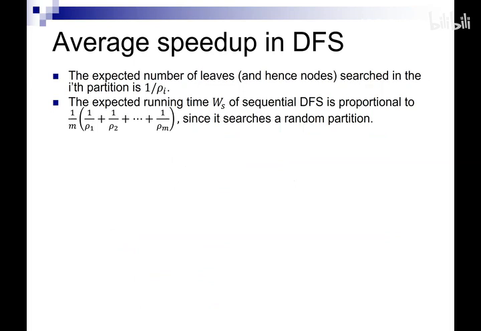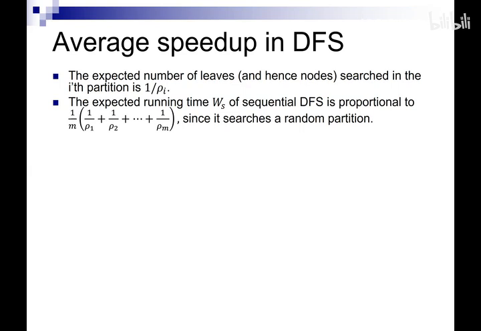Now let's look at which one is going to be more efficient, searching in parallel or searching sequentially. If you search in the ith partition, since each node has an independent probability ρ_i of being a solution, the expected number of leaves you search before you find a solution is just 1 divided by ρ_i. Like if each node has a 1/10 probability of being a solution, then in expectation you're going to search 10 leaves.